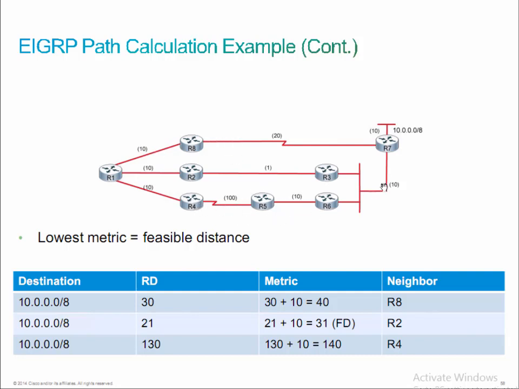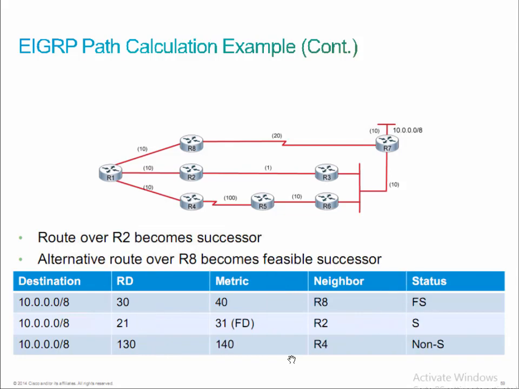The path through R4 definitely doesn't meet the condition, because we have a link with a cost of 100 plus 10 plus 10 plus 10. So that reported distance is 130, and the overall feasible distance is 140. So the successor is the middle path, the feasible successor is the top path, and the bottom path is a non-feasible successor route, and a non-successor route in this case. Not that it can't be used, but it's going to require a secondary check to make sure that path is going to end up being a valid path in our particular case. All right.